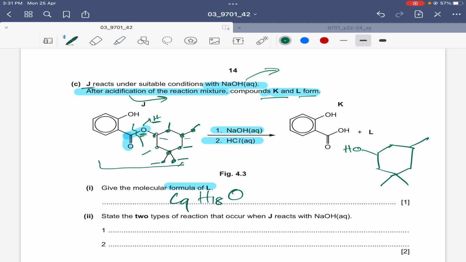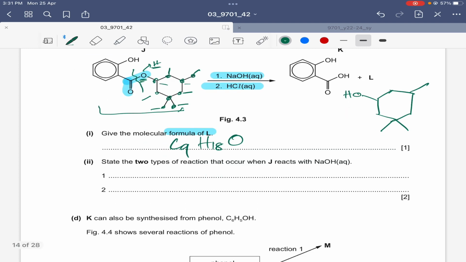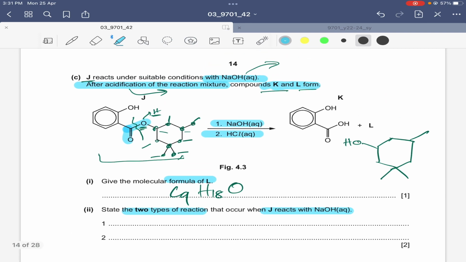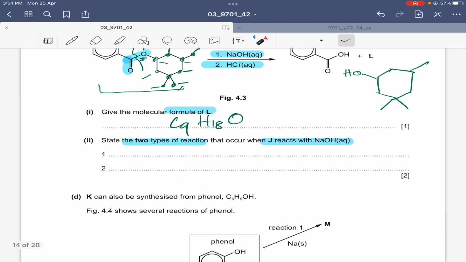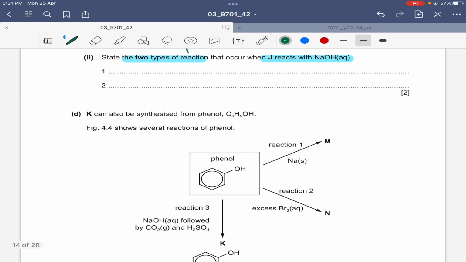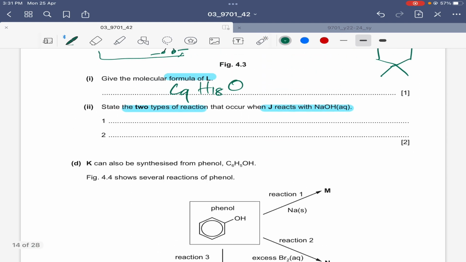All right, so this is the structure of L, and the molecular formula is C9H18O. Next, it is saying to state the two types of reactions that occur when J reacts with NaOH aqueous. So two types of reaction. First, hydrolysis occurs, basic hydrolysis, or you can simply write hydrolysis occurs.